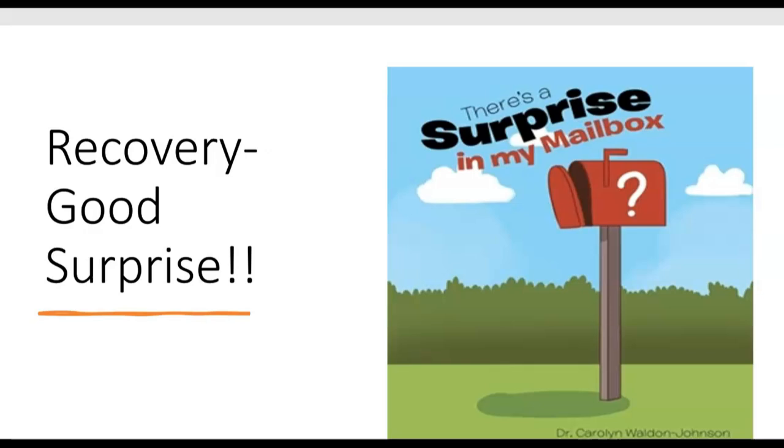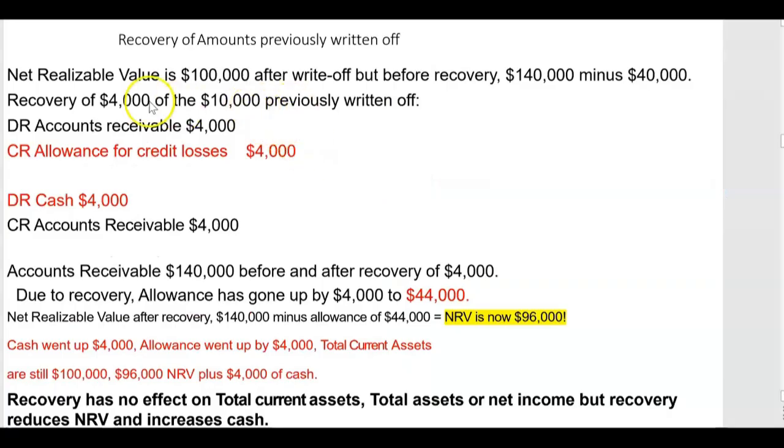How do you account for amounts that were previously written off and now you've recovered it? We wrote off $10,000. Let's recover $4,000 of the 10. So now you'd have an entry of increasing accounts receivable by $4,000 and increasing the allowance by $4,000, and at the same time increasing cash by $4,000 and reducing accounts receivable by $4,000.